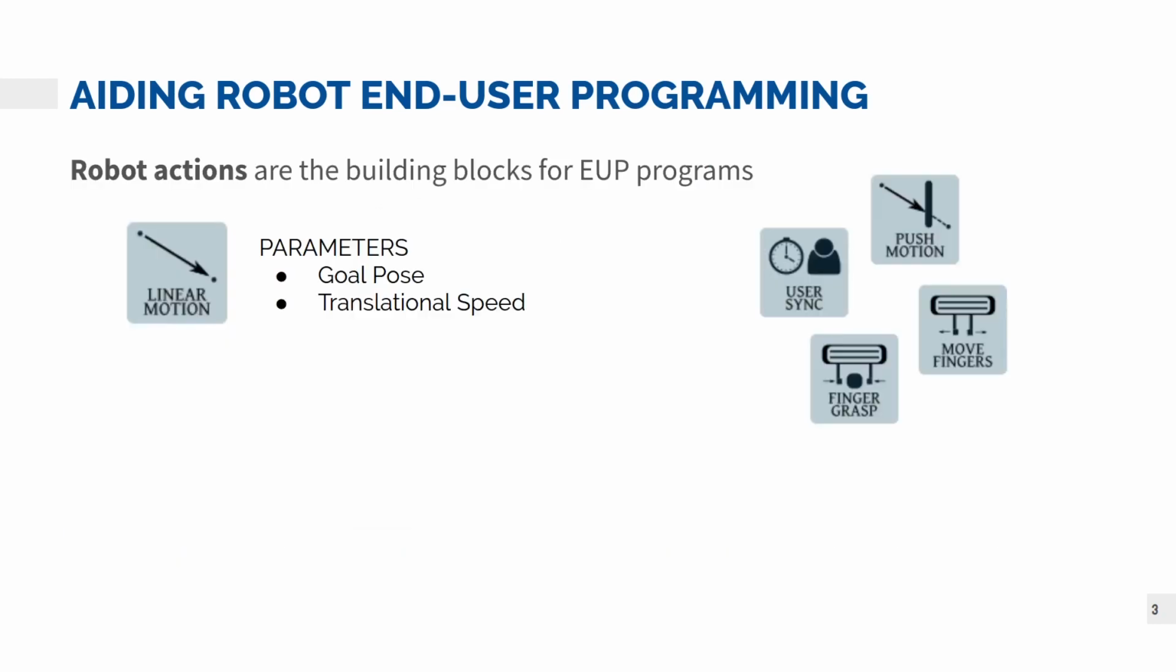These interfaces allow end users to compose programs out of discrete parametrized robot actions, with the number and the complexity of their parameters depending on the chosen design. Here, for example, we have a simple action, a linear motion, with two parameters, the goal pose to be reached and the speed used to reach the goal pose.